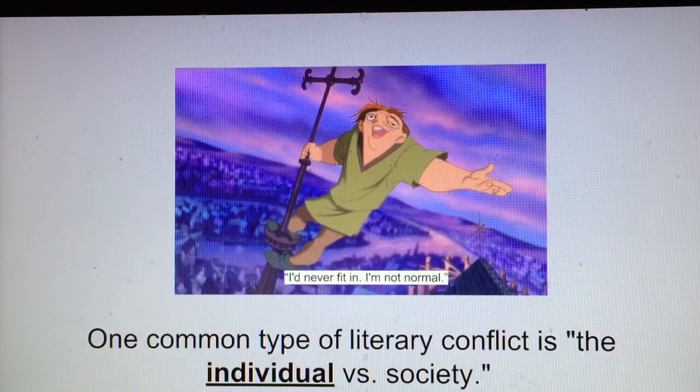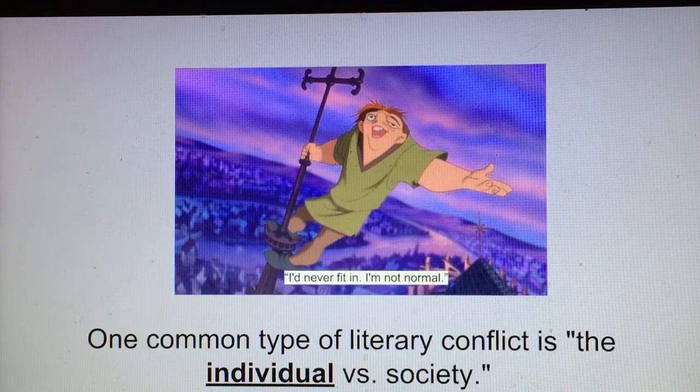So some of you might recognize this cell from The Hunchback of Notre Dame, the Disney version. And The Hunchback of Notre Dame in Paris was a person who was very deformed, very ugly, and he has this great song, and he sings, "I'd never fit in, I'm not normal."